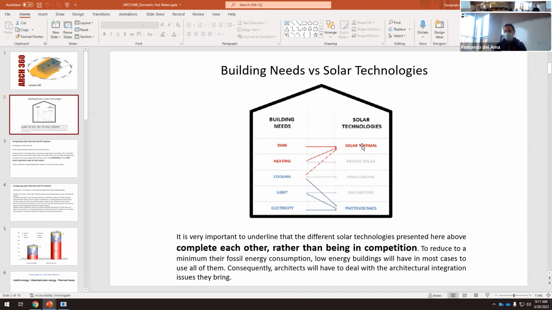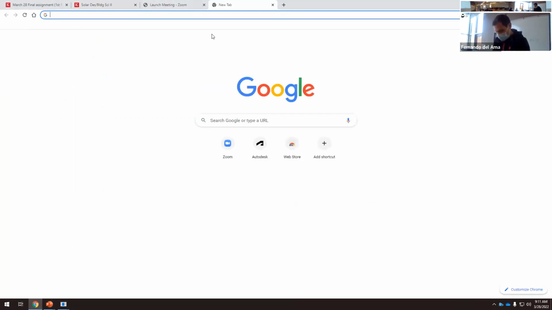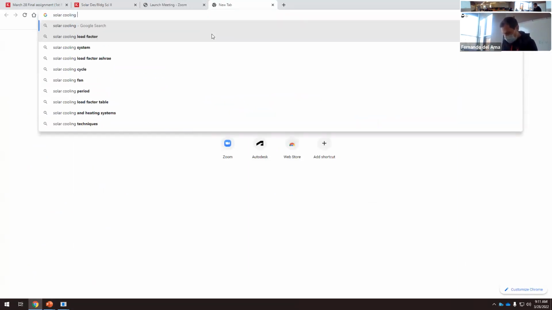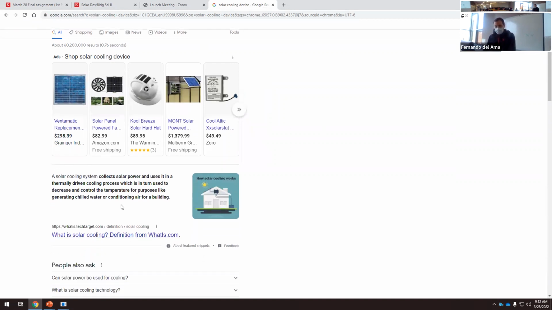If we have solar thermal, what can we do with solar thermal? We can work with domestic hot water and heating. You see that we have cooling here with a dashed line. In theory, we can use solar thermal collectors to heat up water, and we have an appliance to work with the building cooling. This is what we call solar cooling. Okay, so there's a way to do that.